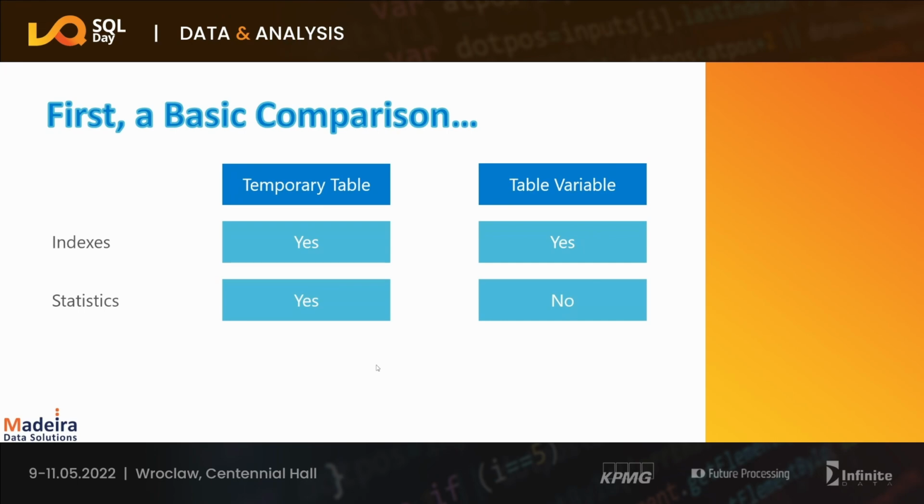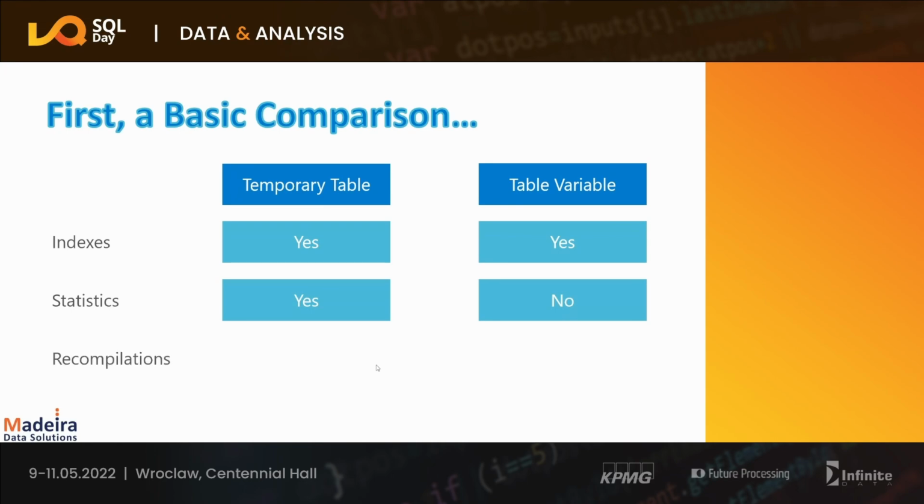SQL Server, or specifically the optimizer, or even the cardinality estimator, doesn't know what happens inside the table variable. What is the distribution of the data in each one of the columns? The same way that it knows about temporary tables. Okay, and this is a big deal, and I will show you some examples later in the demo.